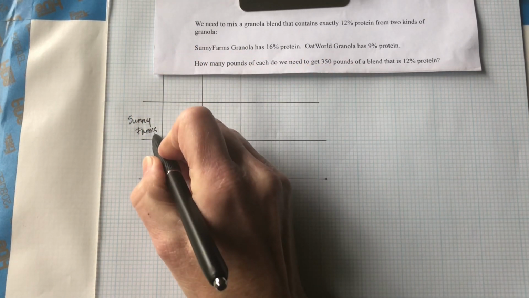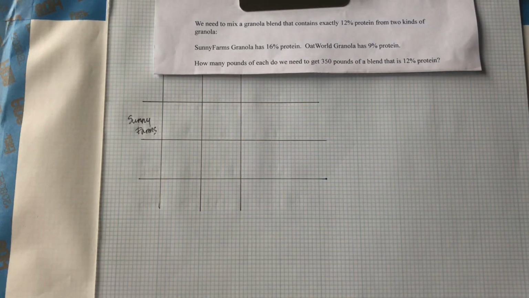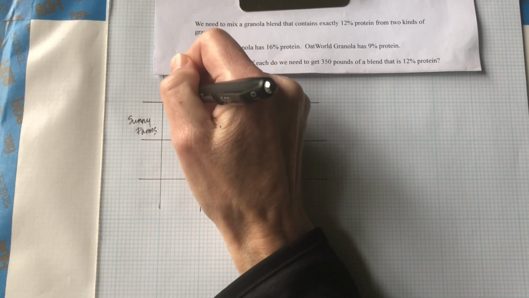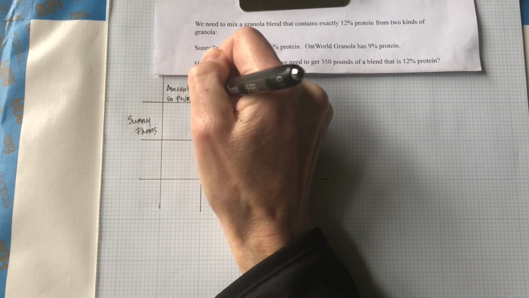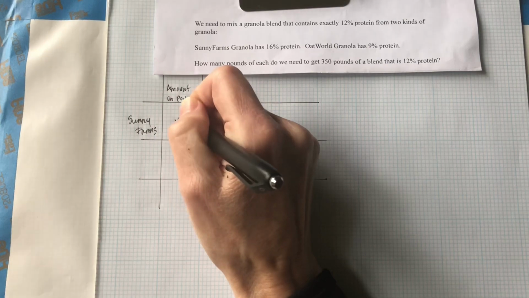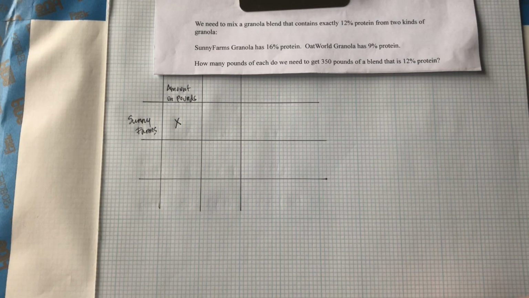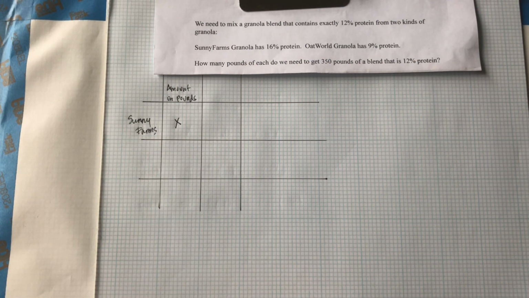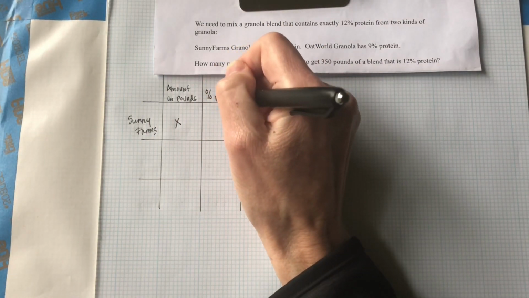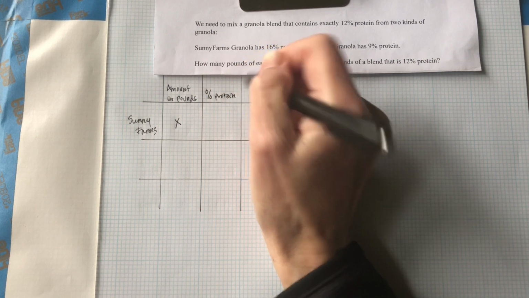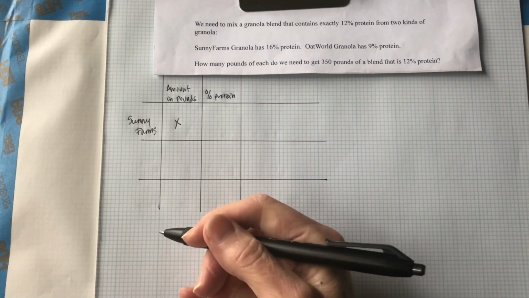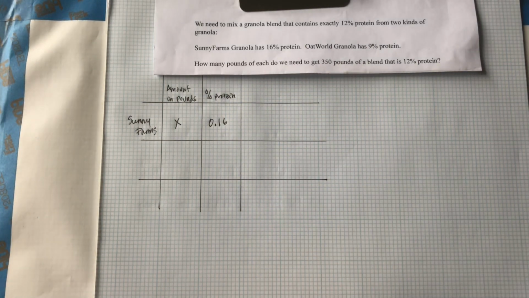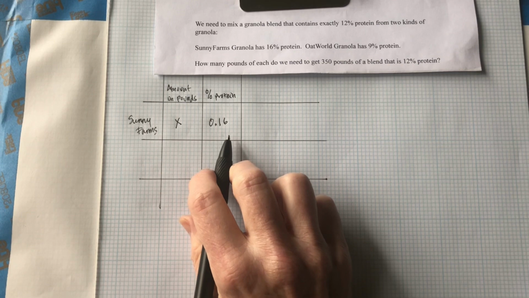All right, at the end of the problem, it is asking us how many pounds of each. So we don't know that yet, but we can use something to stand in for that unknown, and we'll use x. It's for the amount in pounds of that type of granola. We do know the percent of protein, because that's given as 16%. So we'll convert that to a decimal for that brand of granola.